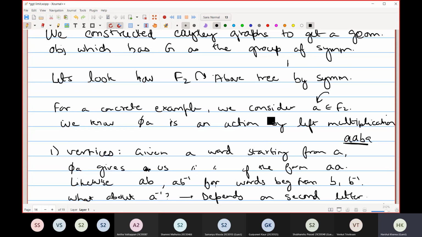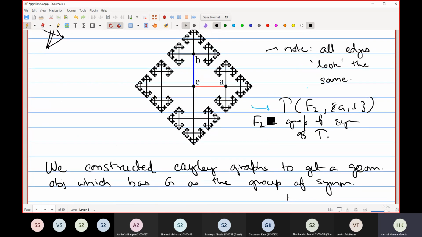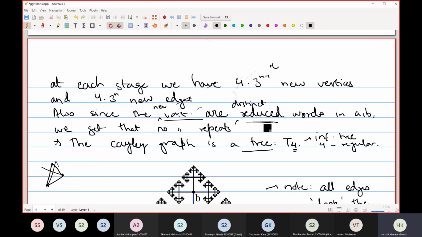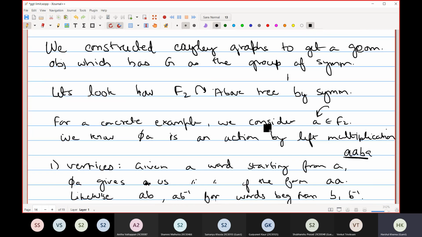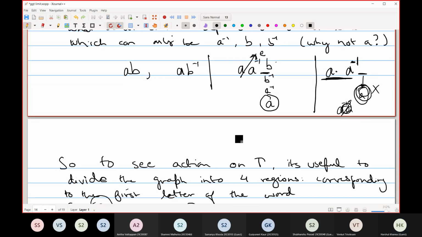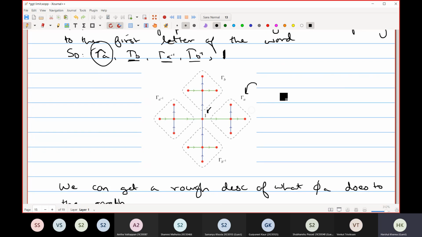Well, because look here, right? Each new vertex is a distinct reduced word, right? But A inverse A is not reduced already. So we cannot have added A inverse A at any point of time, right? If we add A inverse A, it automatically cancels out. That means we already had that vertex before. So this cannot be A.